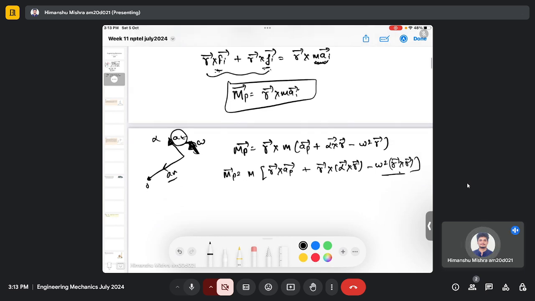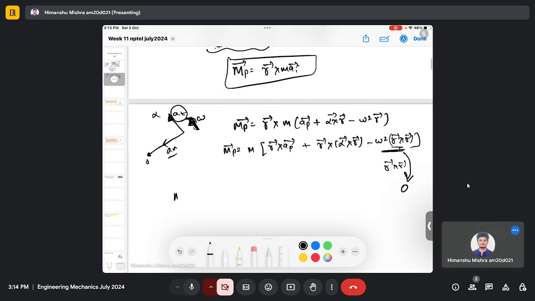So you can see this term is 0, because there is a term r cross r, and the cross product of a vector with itself should be 0. So this is 0, and you will have the moment at point P, which is m r cross ap plus r cross alpha cross r. So this will be the moment in case the body exhibits curvilinear rotation, or motion in which there is a tangential and normal component of acceleration.